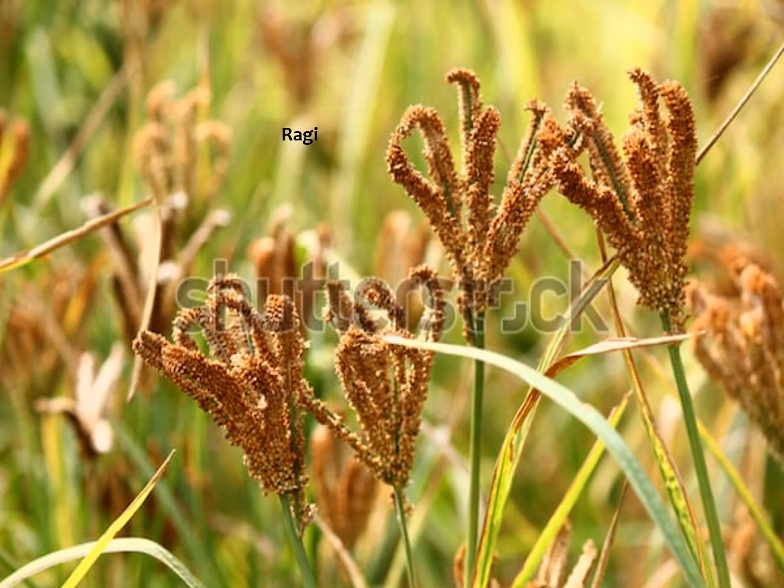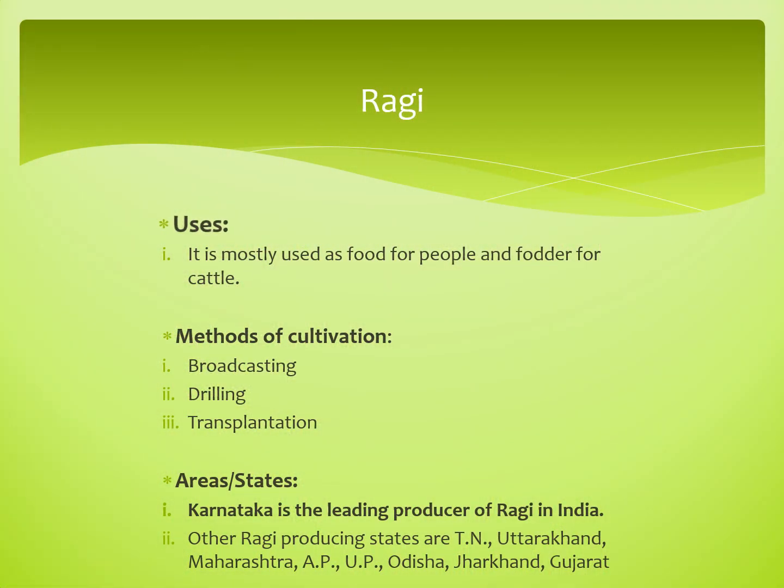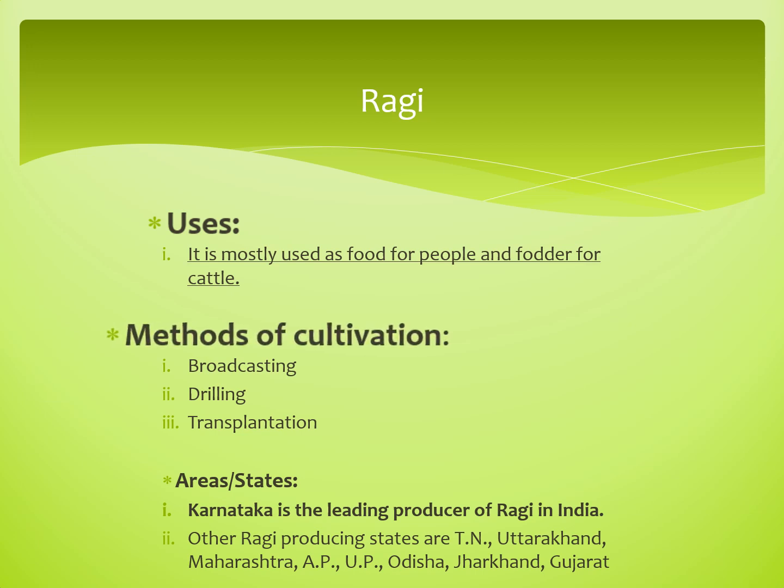These are ragi plants, very hard crops and can withstand even the severe drought. Uses of ragi. It is mostly used as food for people and as fodder for cattle. Many varieties of dishes can be prepared from ragi, which are very tasty and healthy, and also it helps to reduce the weight. Now let's have a look at the methods of cultivation.